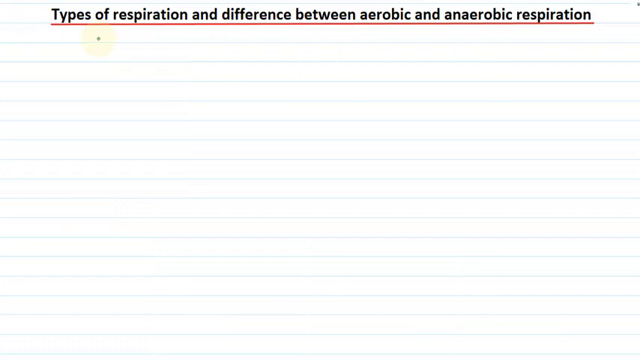The topic for today's video is types of respiration and the difference between aerobic and anaerobic respiration. This process of respiration is similar in plants and animals. Usually, oxygen is inhaled or taken into our body and carbon dioxide is released into the atmosphere during this process of respiration.